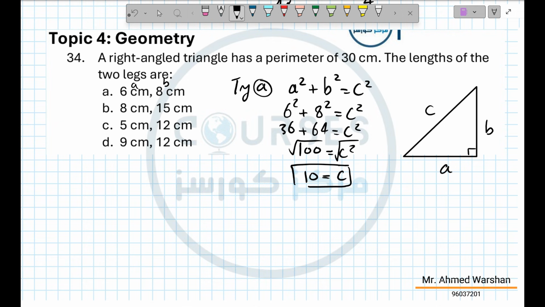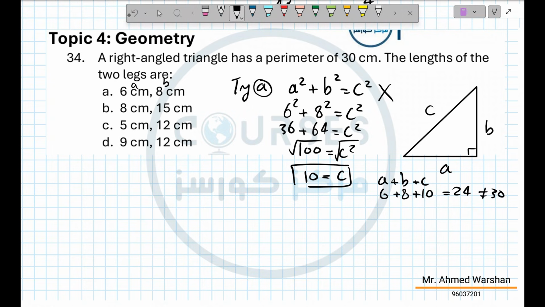Okay, if C was 10, then A plus B plus C would be 6 plus 8 plus 10. 6 plus 8 is 14, plus 10, that's 24, not equal to 30. So A is wrong. Okay.